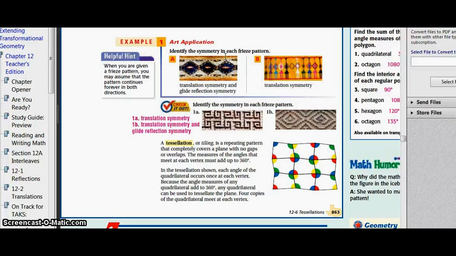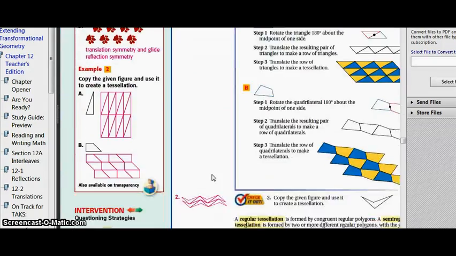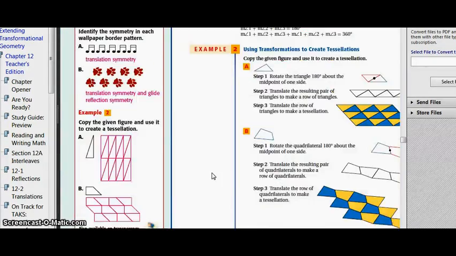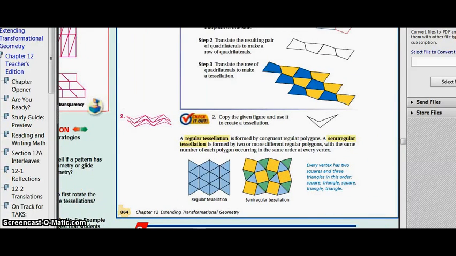Then our next words are regular tessellation and semi-regular tessellation, and we're going to do these together. A regular tessellation is formed by congruent regular polygons. And you can see an example of one where they've used an equilateral triangle and flipped it and then slid it down and reflected, and slid it down and reflected. The image on the left.